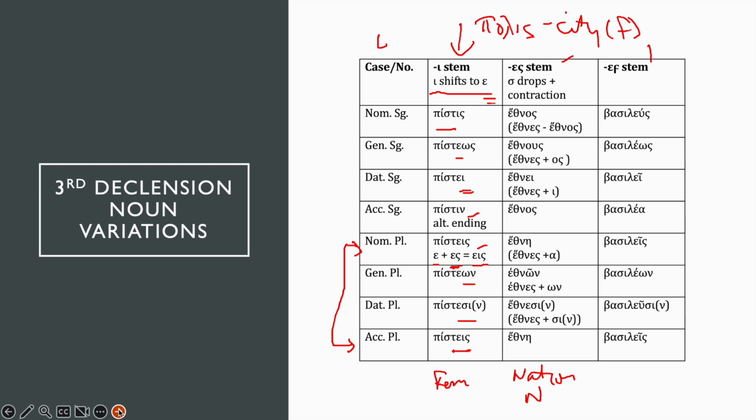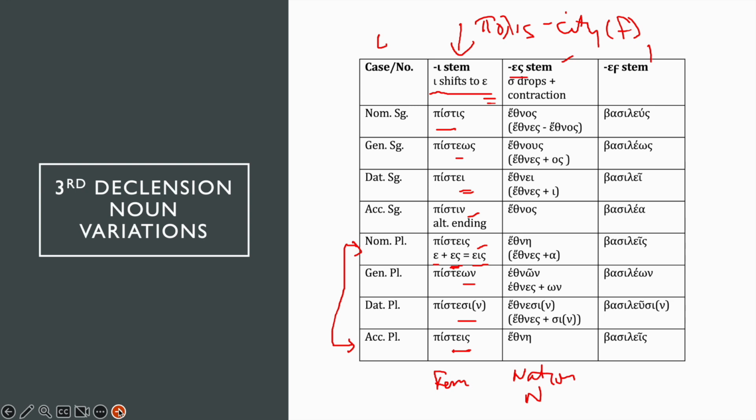Well, in the nominative singular, all they say in the textbook is the epsilon shifts to an omicron. So epsilon shifts to an omicron, add a sigma. In the genitive form, we see some contraction. The epsilon gets together with the omicron sigma and becomes ous. In the dative singular, the sigma drops because it's between two vowels, and you get ethnei. And in the accusative singular, it's ethnos because it's a neuter noun, and it's the same as nominative singular.